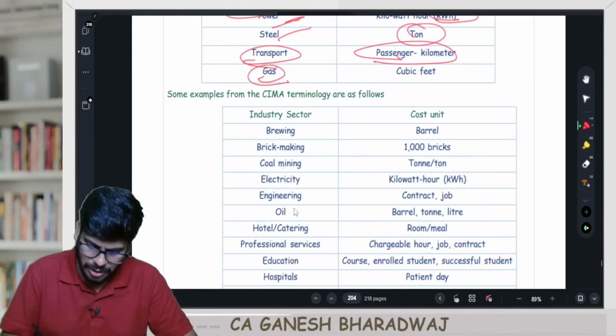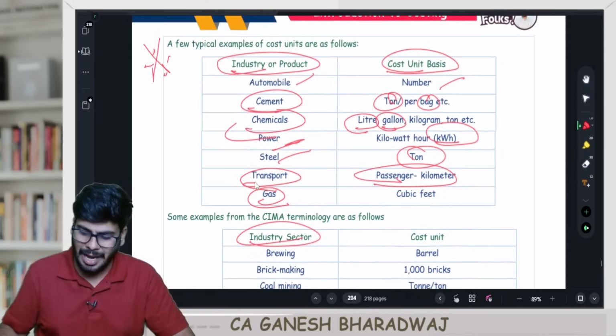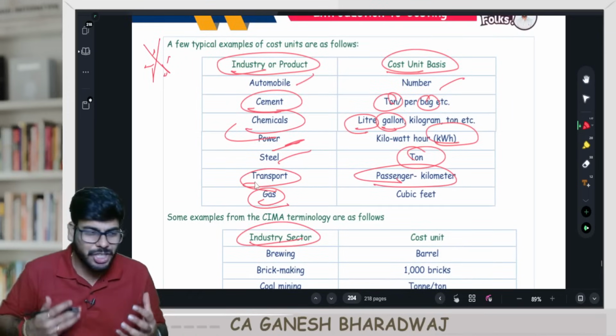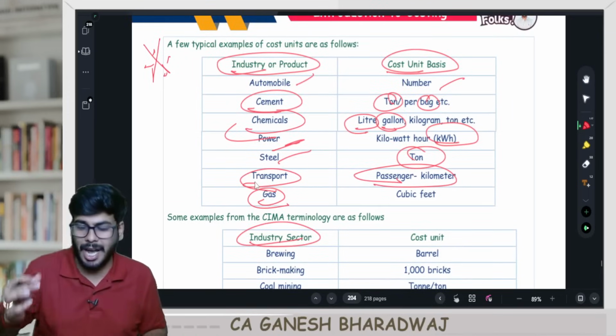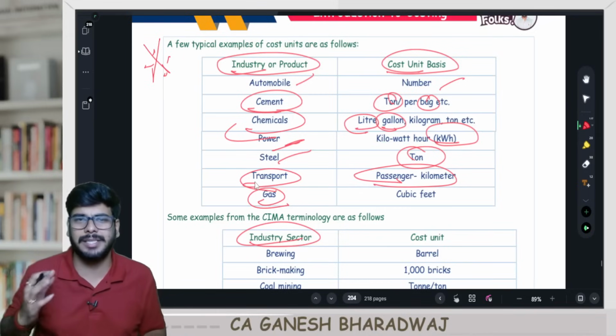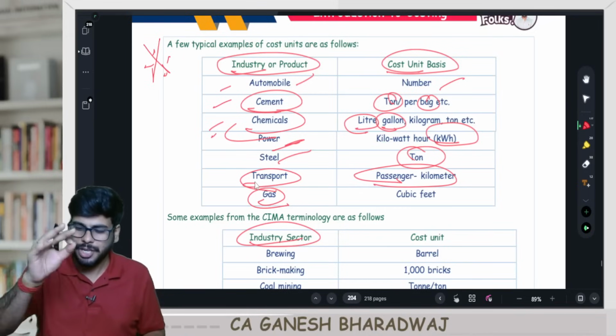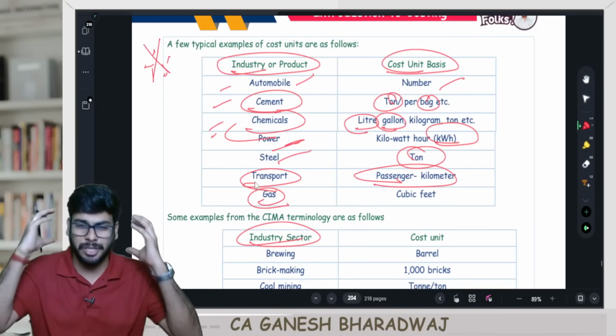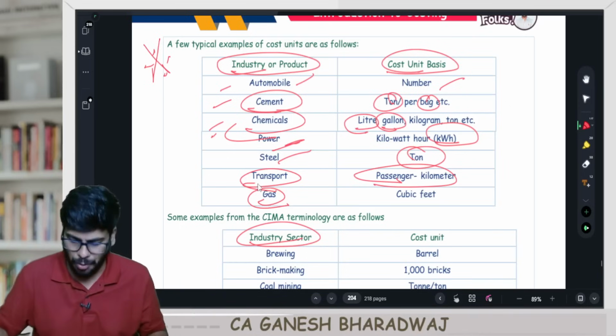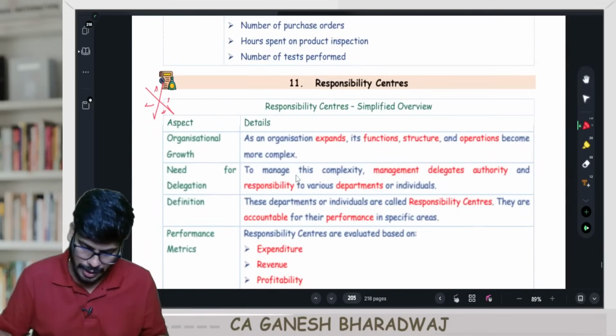So depending on the industry, you can have different cost units. Generally in the exam, this is what they ask. This is once again a popular exam area. Simple, they might list out any 4 or 5 industries, and you just need to write what can be the unit of measure. Logically think and write, guys. That's about this particular area.